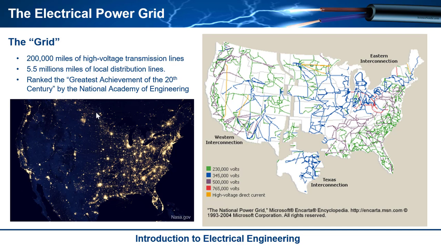Okay. But I mean, this thing is unbelievable, right? 200,000 miles of high voltage transmission lines, but it's the 5.5 million miles of local distribution lines that sit within the cities that get electricity into every wall in America. This was ranked the greatest achievement of the 20th century by the National Academy of Engineering. It's unreal.